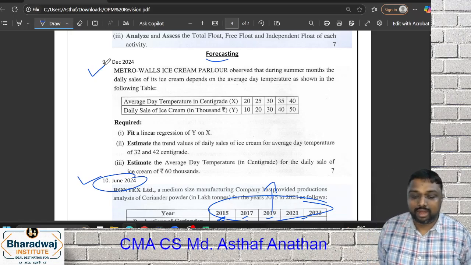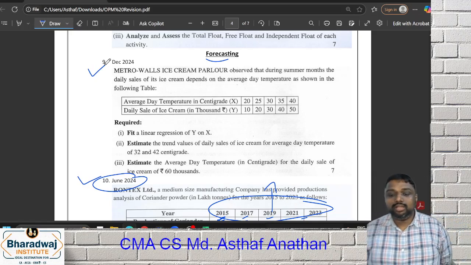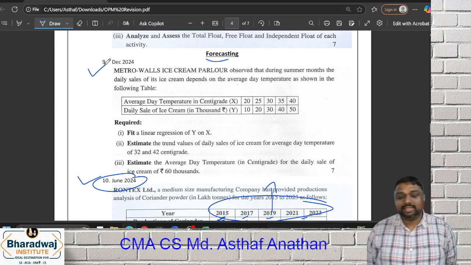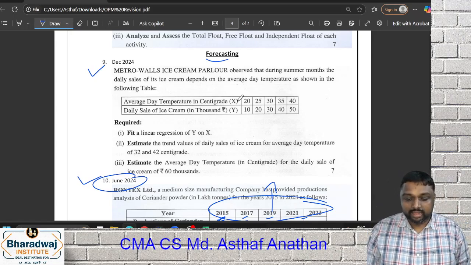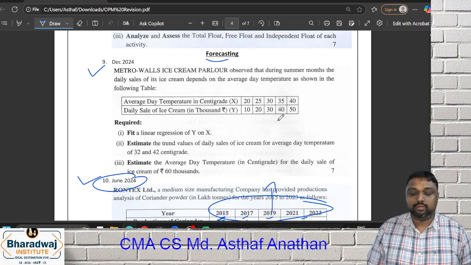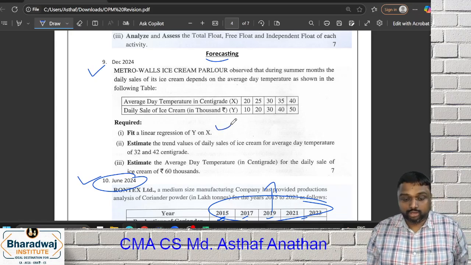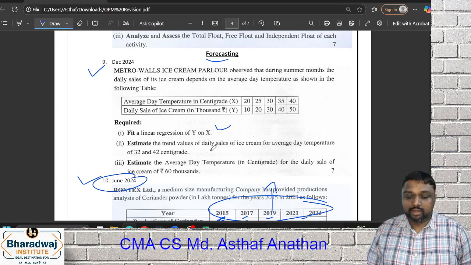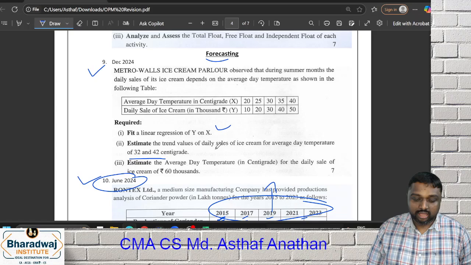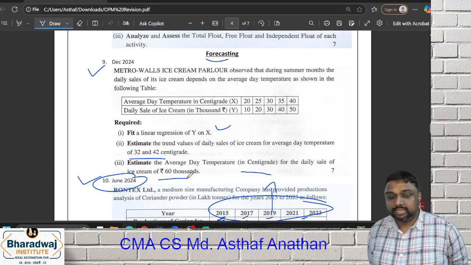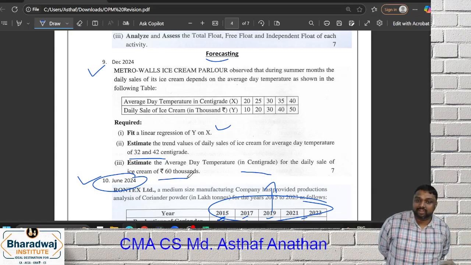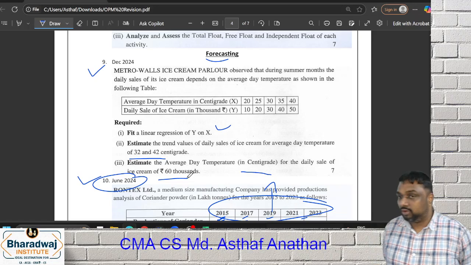Metro World ice cream parlor, so that during summer months, the daily sales of the ice cream depend upon the average day temperature as shown below. They have given X and Y: 20, 25, 30, 35. Fit a linear equation, then they are asking to estimate the trend values of ice cream for an average daily temperature of 32 to 40. Estimate the average day temperature in centigrade for the daily ice cream of 60. So you have to do y on x. Shall we start, friends? This is a December 24 exam question.